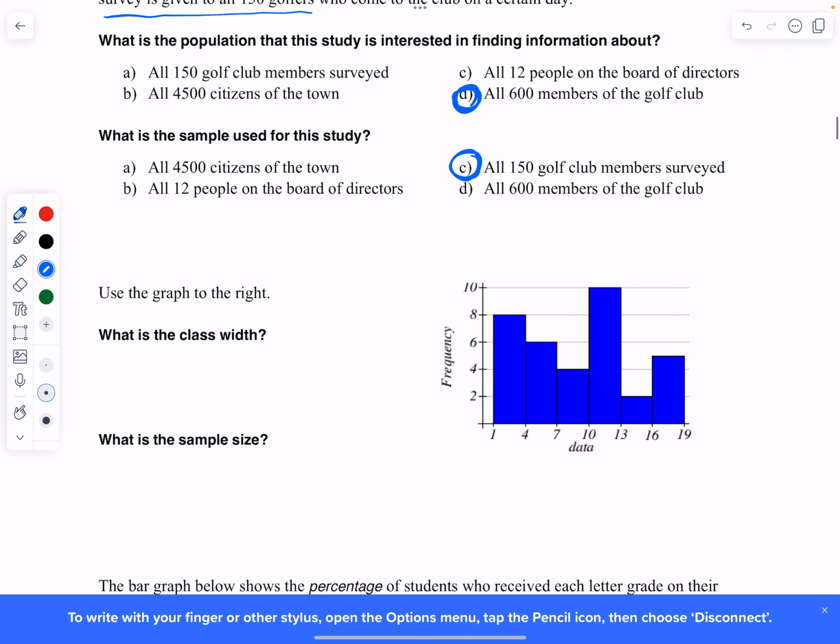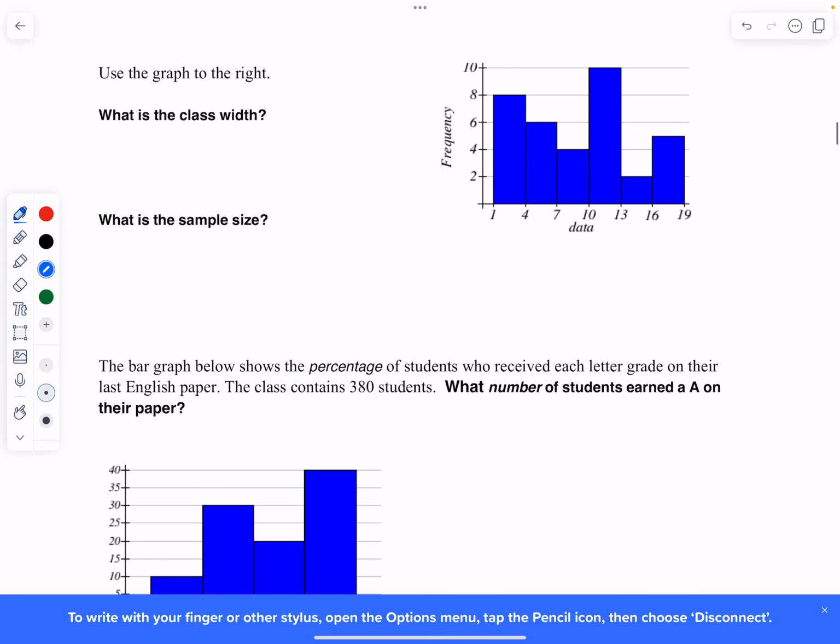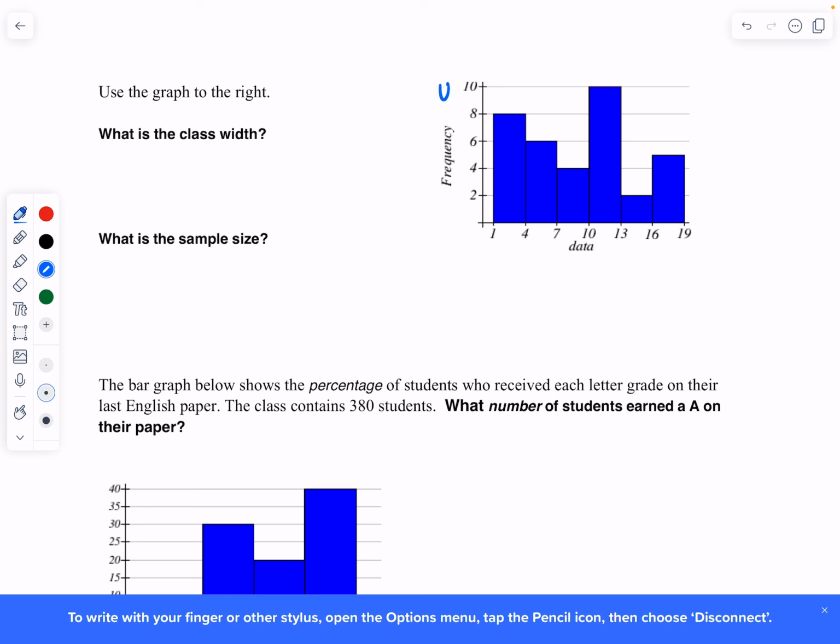All right, so let's look at this next example. By the way, these are going to look like your homework questions that you have. Use the graph to the right. So the y-axis, if you remember that from algebra, is going in a vertical direction, and the horizontal direction is the x-axis. So x is the data points, and y is a frequency. The first thing says, what is the class width? Okay, so the class width is how wide, and by the way, this is called a histogram.